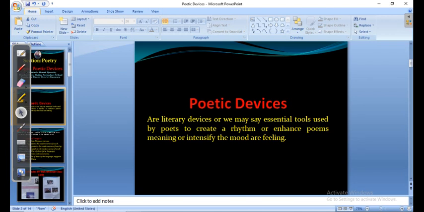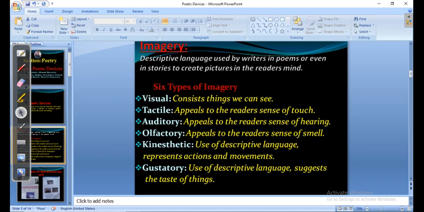So the first poetic device which we are going through is called imagery. It's a descriptive language used by writers in poems or even stories to create a picture in the reader's mind. As I have put up in the slide, it is descriptive language used by writers in poems or even in stories to create a picture in the reader's mind. In other words, we will define imagery as language that appeals to the senses.